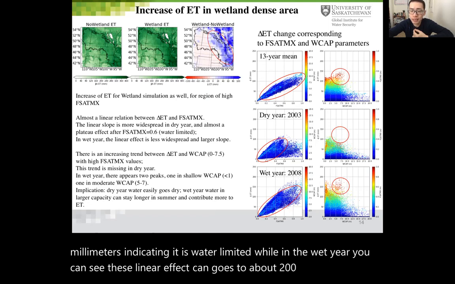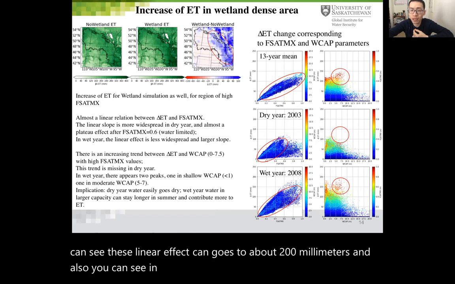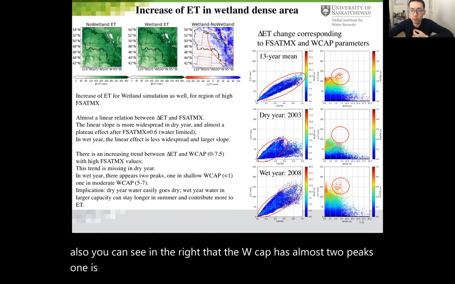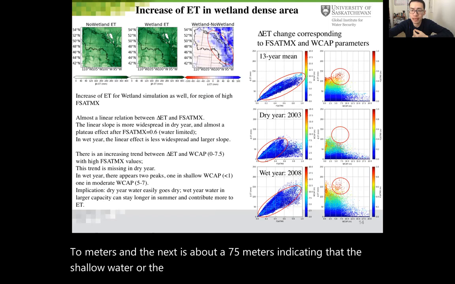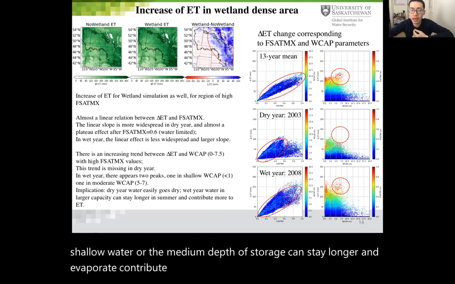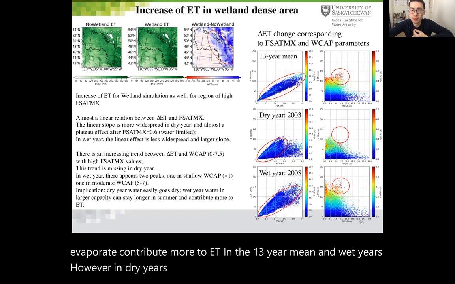Also, you can see on the right that WCAP has almost two peaks. One is around 0 meters, and the next is about 7.5 meters, indicating that shallow or medium depth storage can stay longer and evaporate, contributing more to ET in the 13-year mean and wet years. However, in dry years, as it is water limited, this signal is not as obvious.